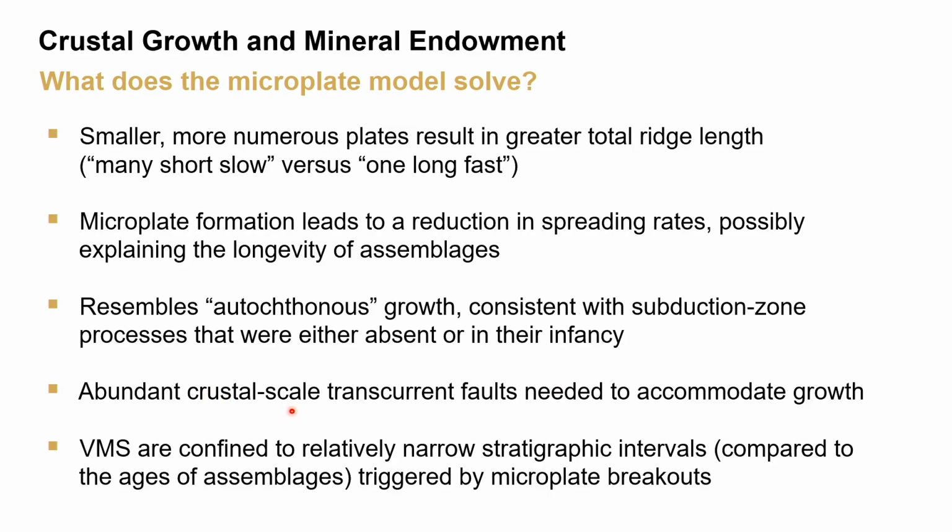There's an abundance of crustal scale faulting that occurs in a microplate mosaic as a result of the requirement to accommodate that growth. And Keaton referred to the Peggy Ridge leaky transform, and I'll mention that as well in a moment. And most importantly, down at the bottom here, from an endowment point of view, the VMS are really confined to narrow stratigraphic intervals. And we attribute that to the sudden release or the sudden creation of melt and fluid pathways.